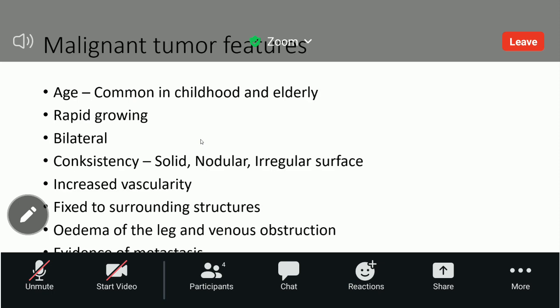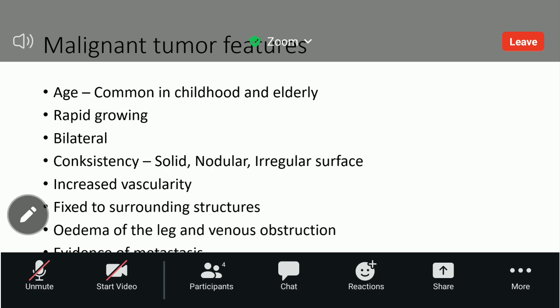Edema means, usually these tumors are bilateral malignant tumors that grow rapidly. So it grows so huge, and the size becomes so huge, and it compresses the inferior vena cava. So there is an obstruction to the venous flow. So it causes the leg edema and the varicose.